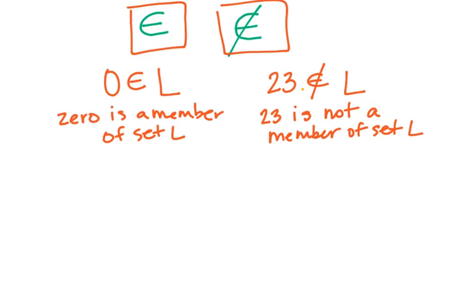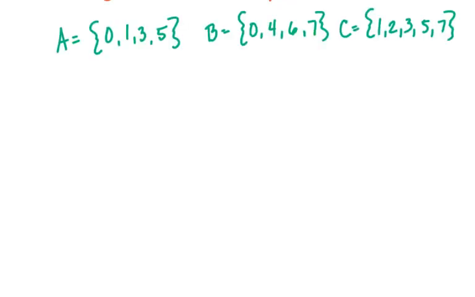So if you're given these 3 sets, set A, set B, and set C, some of them have different numbers and some have numbers in common. So they might ask you if this statement is true or false: 5 is a member of set A. So we need to look at set A and see, is 5 listed there as a member? And if it is, the statement is true because it is a member of set A.